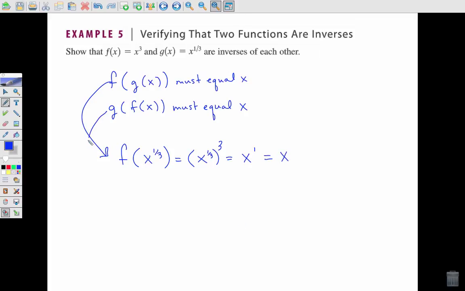Now let's check g of f of x. So g of f of x is g of x to the 3rd. I want to take g and wherever x used to be, substitute x to the 3rd. Once again, power to a power, you multiply them, and we're left with x. Therefore, f and g are inverses of each other.